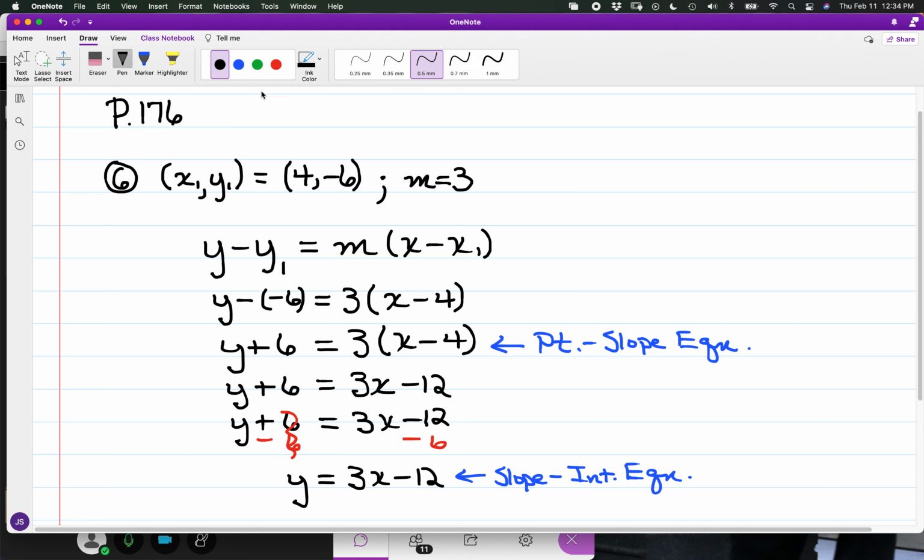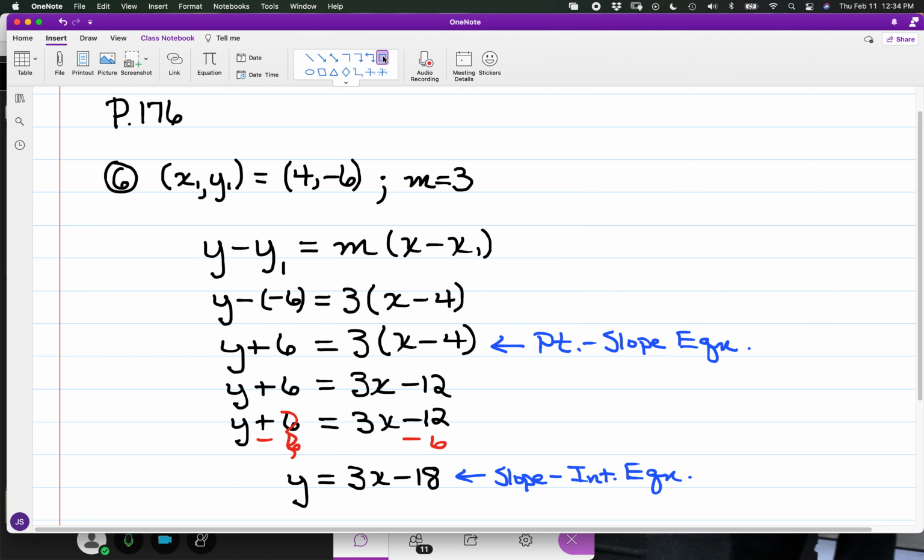Yeah, 3x minus 12, take away 6. So I have -12 minus 6, you have -18. I did that intentionally. I'm kidding. So taking away 6 from both sides, you have y is equal to 3x minus 18. Double checking, the left-hand side is -6. Then 3 times 4 is 12 minus 18, also -6. Alright, so we were able to develop the slope-intercept equation from a given point and slope.